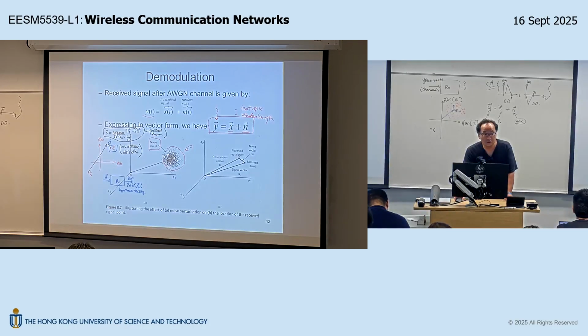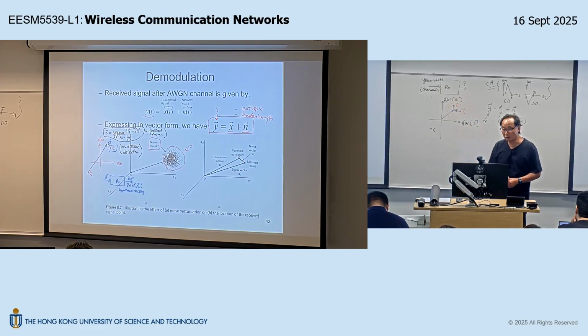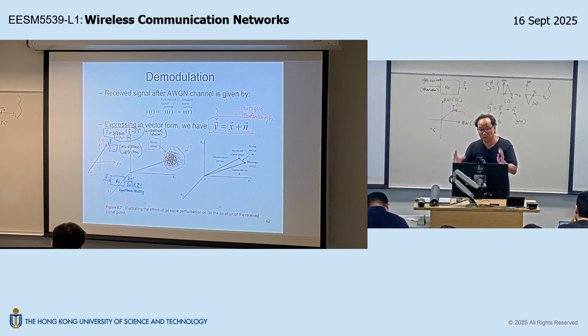So when we change the angle, that is, look at the same physical process from a geometric domain angle, this is what happens. You transmit a certain point at the transmitter, S1, but your receive point will lie anywhere within a certain spherically symmetric noise cloud. The size of the noise cloud depends on the noise power.